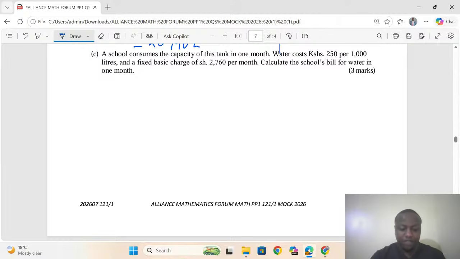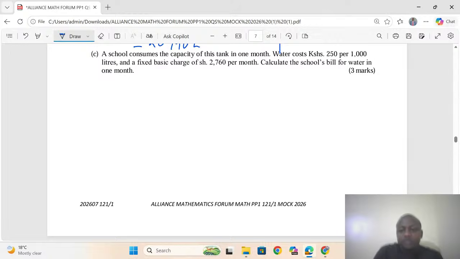Look at part C of the same question. A school consumes the capacity of this tank in 1 month. Water costs 250 Kenya shillings per every 1,000 liters and a fixed basic charge of 2760 per month. Calculate the school's bill for water in 1 month.